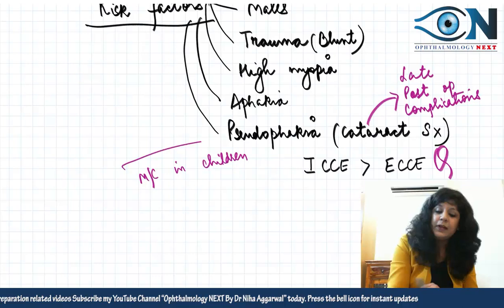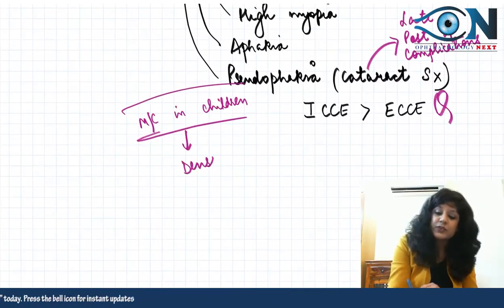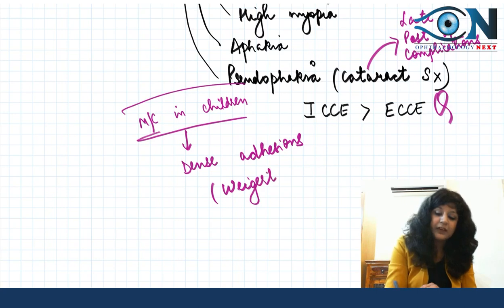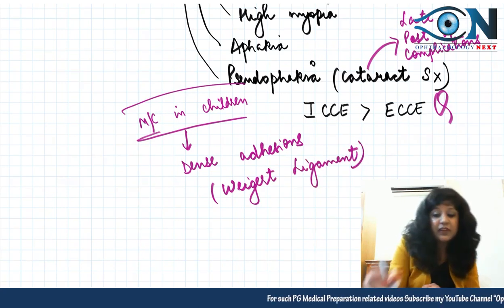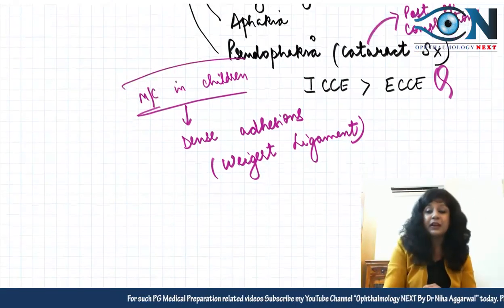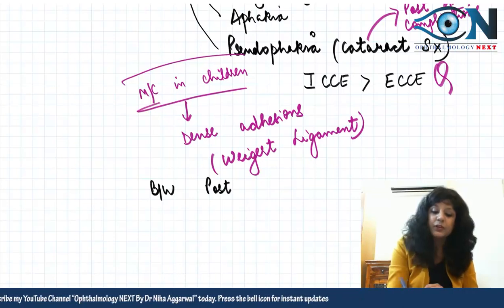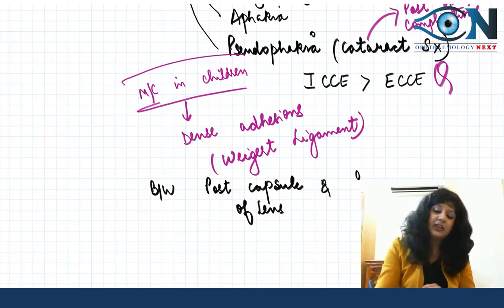If you remember, why? Because of the dense adhesions. In children, always the adhesions are much stronger. There is a Vogt's ligament. Remember, we were having a Vogt's ligament, and this Vogt's ligament was an attachment between the posterior capsule of the lens and the anterior hyaloid membrane.